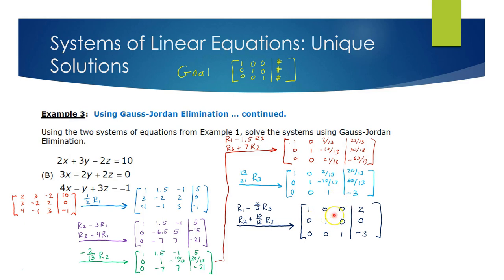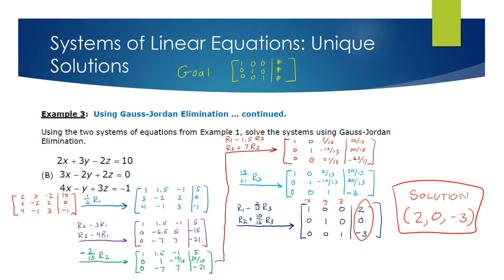So if I carry through these operations, I do get that format on the left-hand side. The 20/13ths minus 2/13ths times negative 3 is going to give me 2. And the 30/13ths plus 10/13ths times negative 3 gives me a 0. So again, I have the x, y, and z that I had there before. So my solution is still going to be 2, 0, negative 3.